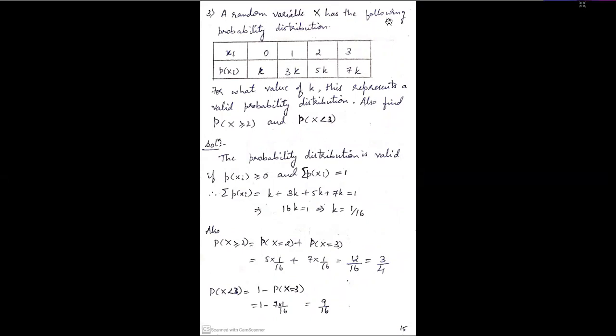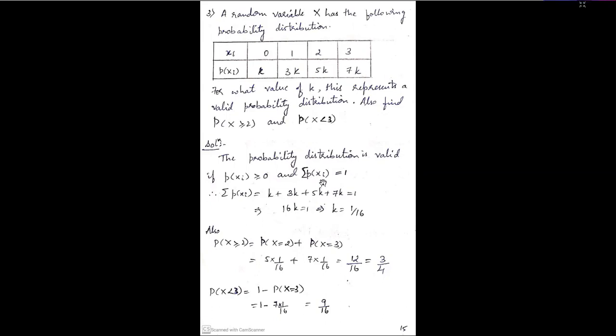A random variable x has the following probability distribution. So this is the probability distribution which is given. We need to find for what value of k this represents a valid probability distribution. Also find p of x greater than or equal to 2 and p of x less than 3. Now, for this to be a probability distribution, the condition is all these p of xi's must be greater than 0, and when you take the sum of these, that should be equal to 1. Then you call that a probability distribution.